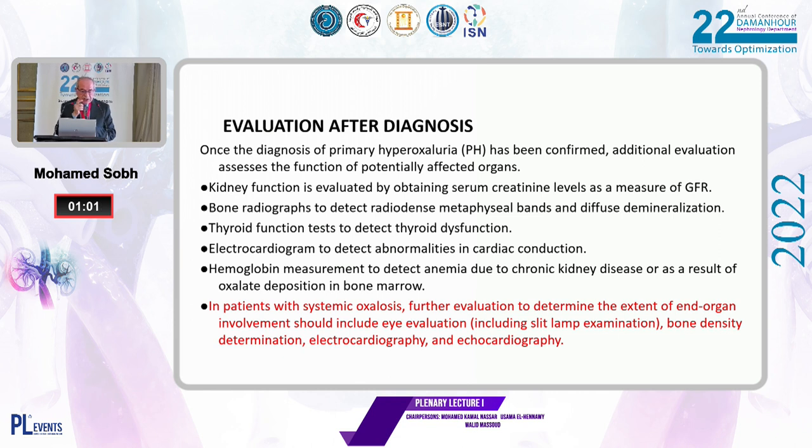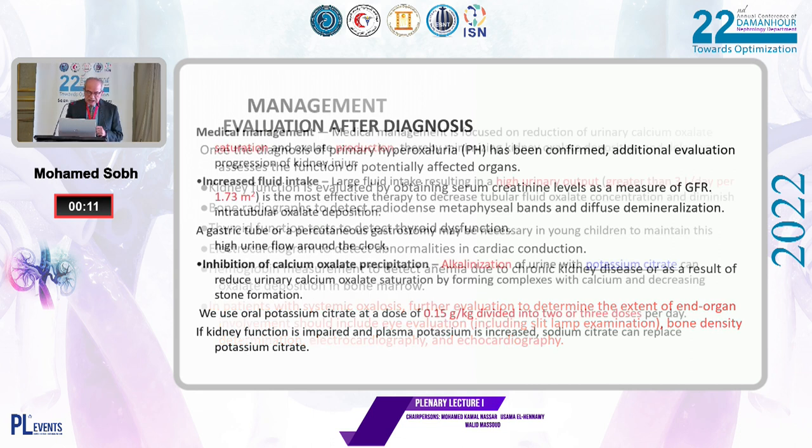Now, evaluation after diagnosis. We diagnose this patient as primary hyperoxaluria. What are we going to do? Once the diagnosis of primary hyperoxaluria has been confirmed, additional evaluation assesses the function of potentially affected organs: kidney function, for example; bone marrow, we look for deposits and its function; thyroid function; ECG, look for conduction defect; hemoglobin measurement, anemia, response to erythropoietin. In patients with systemic oxalosis, further evaluation to determine the extent of end organ involvement should include eye evaluation, slit lamp diagnosis, bone density determination, electrocardiography, and echocardiography. So now we evaluated our patient. What's the next step?